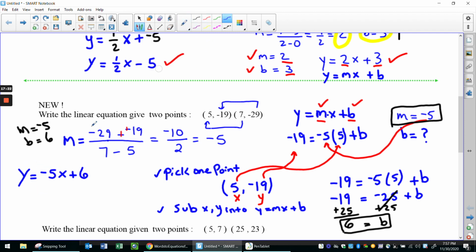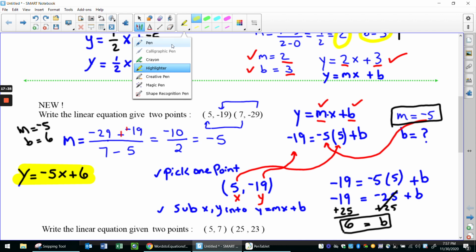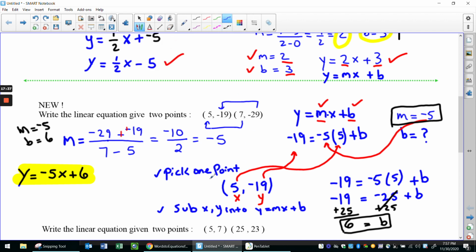So we did do some fancy things, right? The final answer is y is equal to negative 5x plus 6. Let's review what we did. We solved for the slope just using the same technique and got negative 5 for the slope.